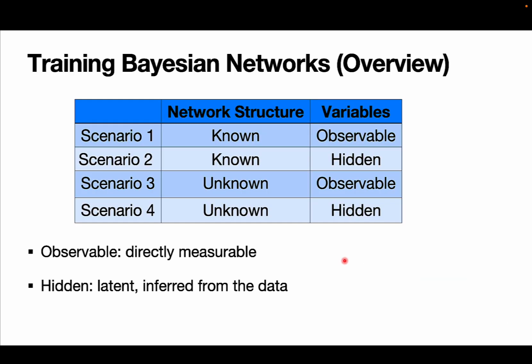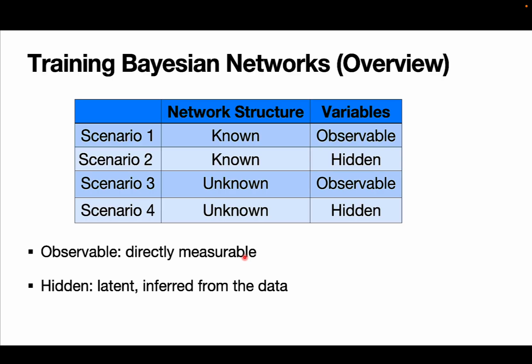In general, when training a Bayesian belief network, there are four possible scenarios. On the network structure side, the network can be either known or unknown. So, in other words, do we know how the nodes and edges are laid out? Do we know how conditional dependency is presented in the graph? On the variables side, variables can be either observable, where we can directly measure them, maybe through an experiment, or variables can be hidden. We have no information, so we need to make inferences from the data set.